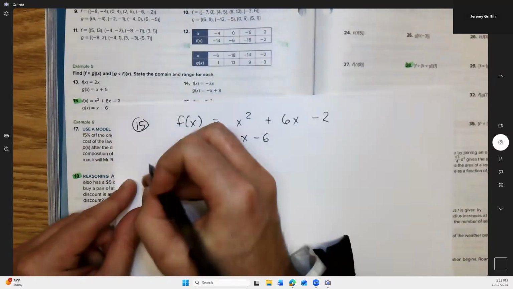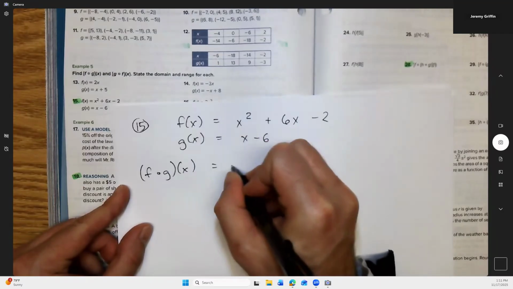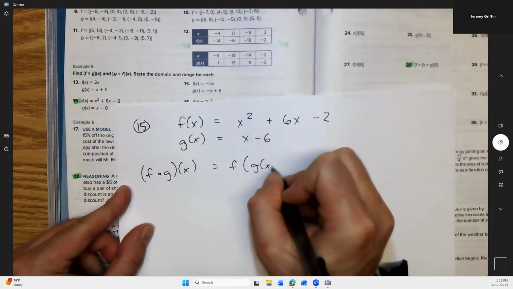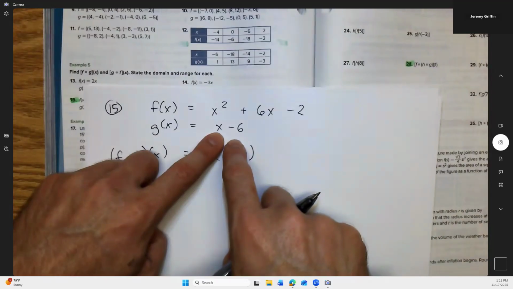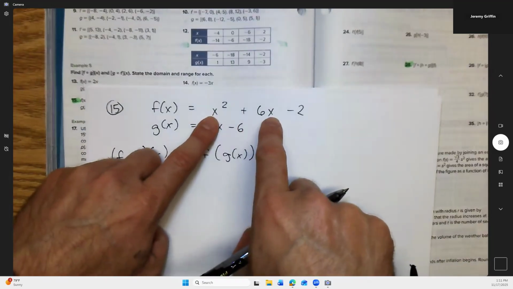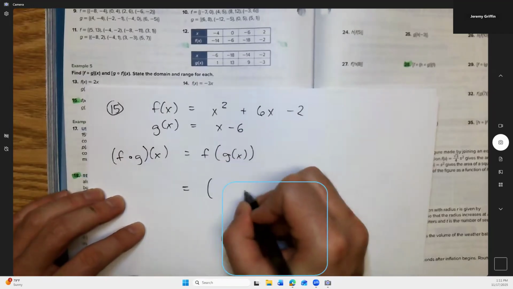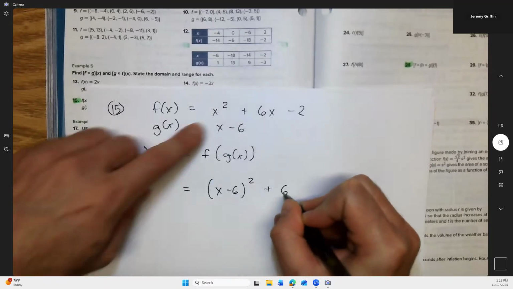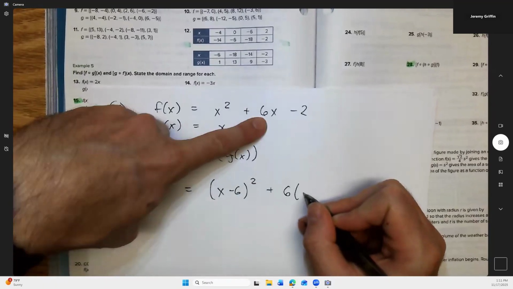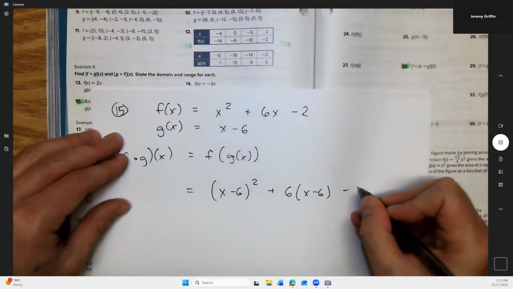So f of g of x, you could also write as f of g of x. What I'm going to do is take the whole g of x, which is this expression, and pop it in for the variable in f of x. So that's going to go something squared, but that something is not x anymore, it's x minus 6. And then this is also x minus 6. I'm just plugging in g of x over where an x used to be. And I saw this minus 2 on the end.